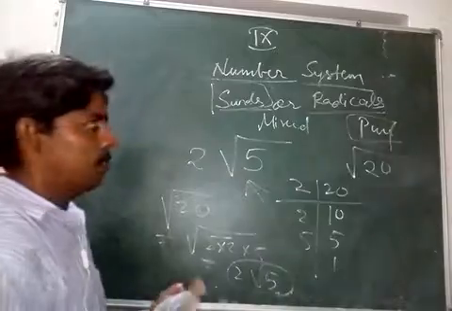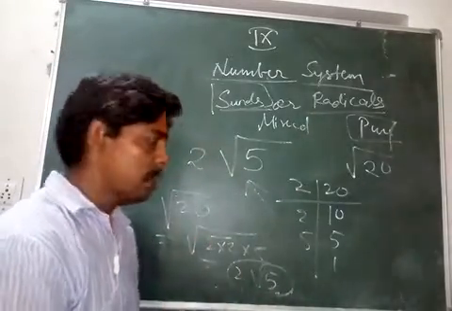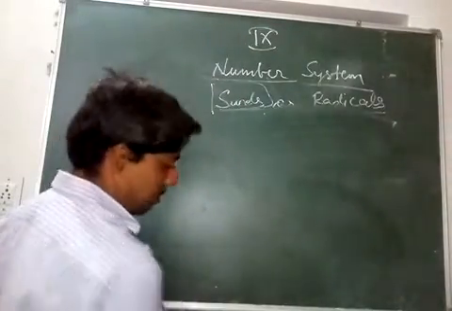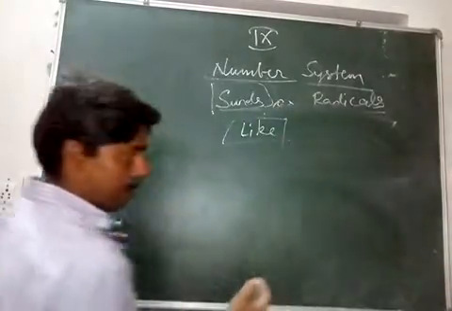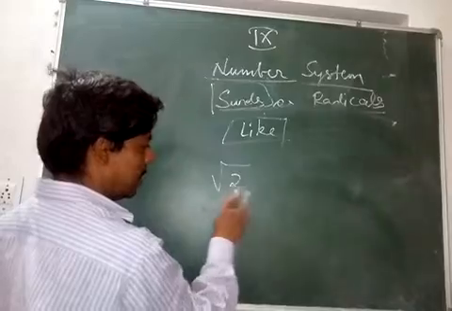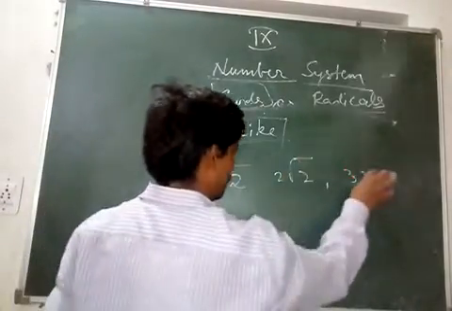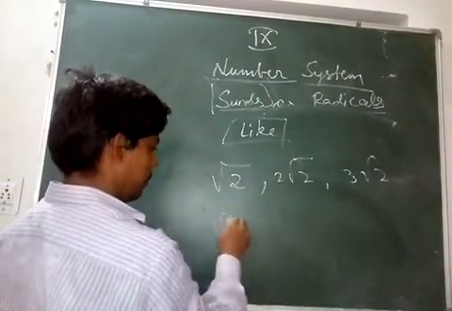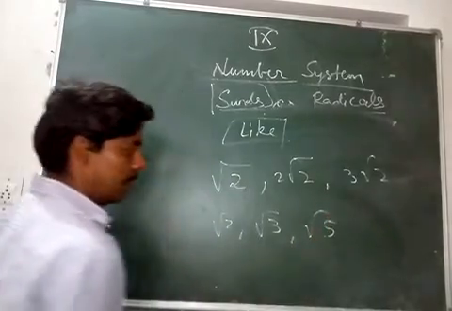Now you have to understand how to add two radical signs, how to subtract them, how to multiply them. This is very important. Just like algebra, you have like and unlike here: like radicals and unlike radicals. What are like radicals? If the same root sign is there and the number inside the root is the same, like root 2, 2 root 2, 3 root 2, these are called like terms. What is unlike? Root 2 and a different root, root 3, root 5, these are unlike.